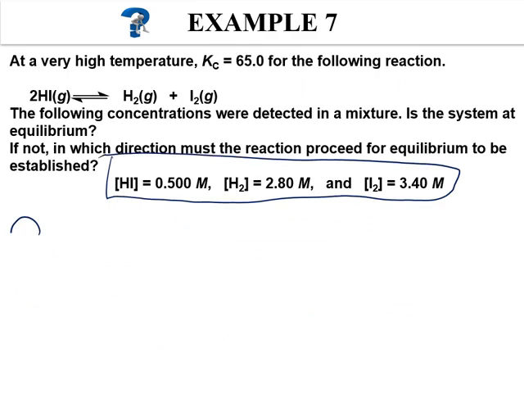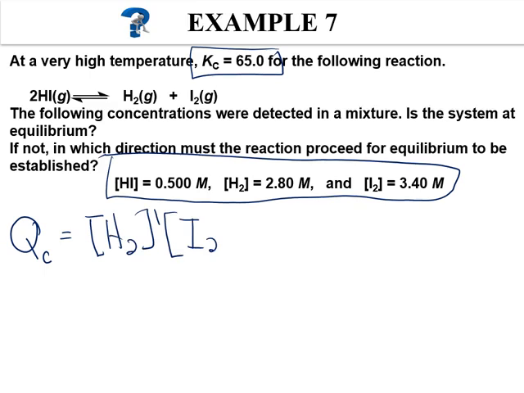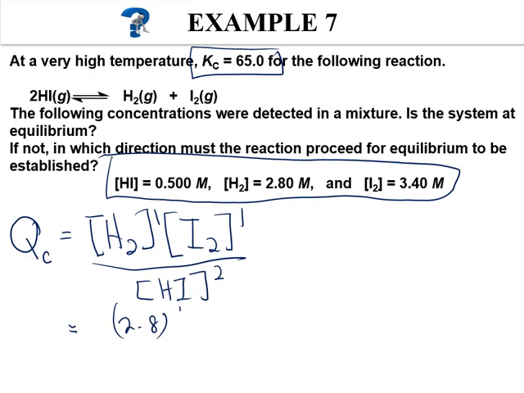So, kita gunakan Qc. Dia bagi Kc kan? Dia bagi concentration kan? Kira Qc. Qc formula same with the Kc formula, iaitu concentration of H2 to the power of 1 multiple by concentration of I2 to the power of 1 divided by concentration of HI to the power of 2. Substitute value. So, kita akan masukkan 2.8 to the power of 1 multiple by 3.4 to the power of 1 divided by 0.50 to the power of 1.